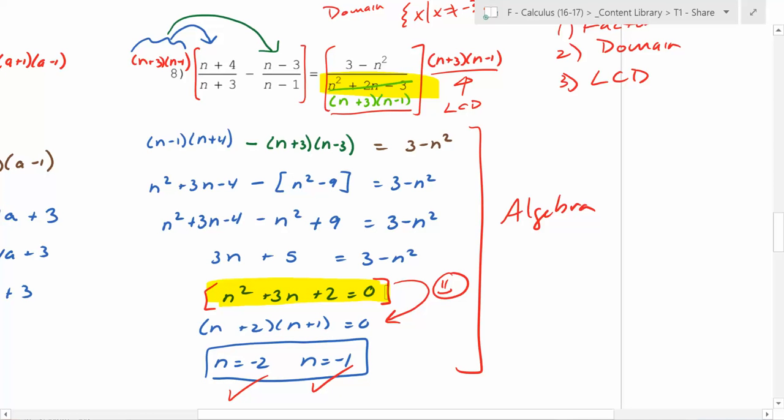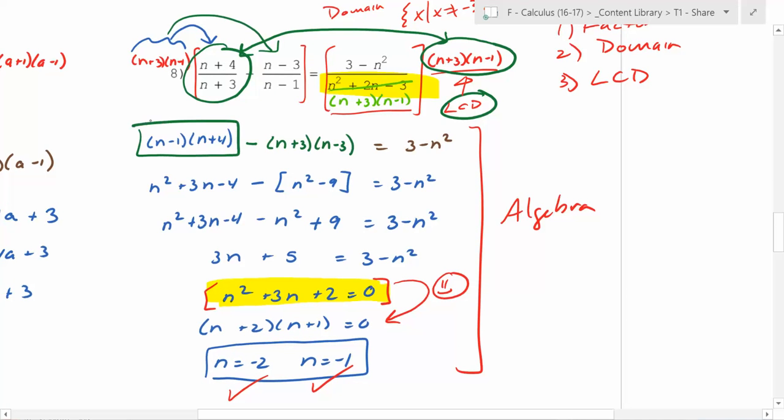That's your first goal. After you factor, you need to multiply by... Oh, look, you can go straight to the LCD. You just have to be careful what you multiply and how you multiply. So if you take this thing right here and multiply it by this one, what cancels? The n plus 3. So you're just left with this. Then, if you multiply by the next one, what cancels? The n minus 1, and you're left with this.